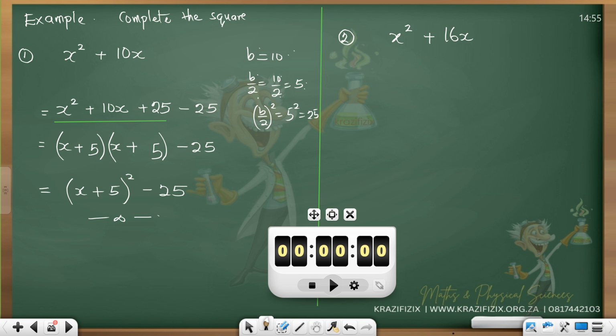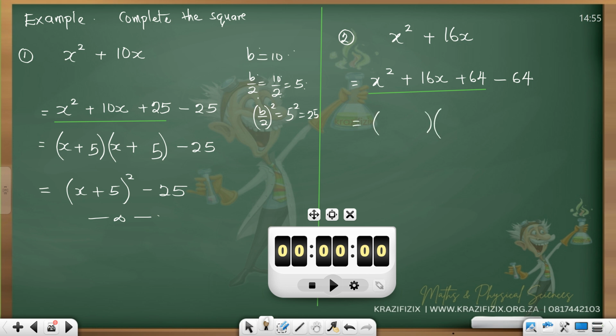Do we have an answer? Okay, let's try to mark. What do we do? X squared plus, now what is the half of 16? That's 8. Keep that 8 at the back of your mind, right? But square it, 64. So I add the square and I subtract it again. Remember, always start with the addition, and that is a perfect square trinomial.